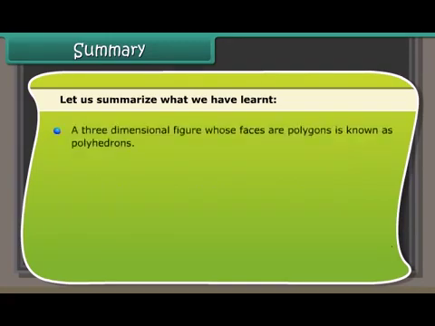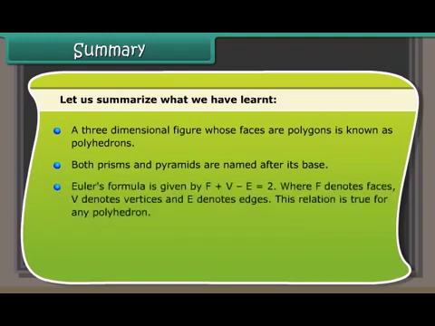A 3-dimensional figure whose faces are polygons is known as a polyhedron. Both prisms and pyramids are named after their bases. Euler's formula is given by F plus V minus E is equal to 2, where F denotes faces, V denotes vertices and E denotes edges. This relation is true for any polyhedron.